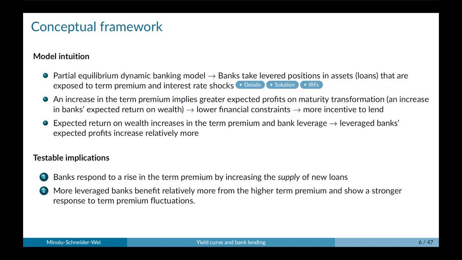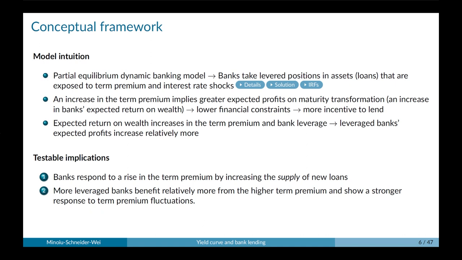So before we move to the data and to the main results, let me give some intuition about what's going on here. We develop a model in the paper to sort of organize our thinking around the topic. This is a partial equilibrium dynamic banking model where banks take leverage positions in assets, in particular loans, that are exposed to term premium and interest rate shocks. And there are two insights that follow from the model. One about the level effect of the term premium on bank lending, and the other one about a differential effect.